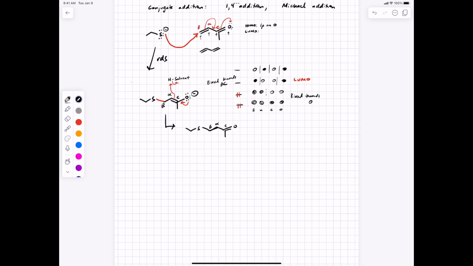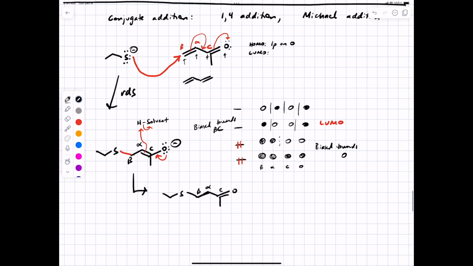Now you might have heard of this as a 1,4 addition, but if you're paying attention to the things that we added, you can see where the 4 came from, but it's unclear where the 1 came from, and we're going to clear that up here, right? Because the two things we added were the nucleophile and then the hydrogen.